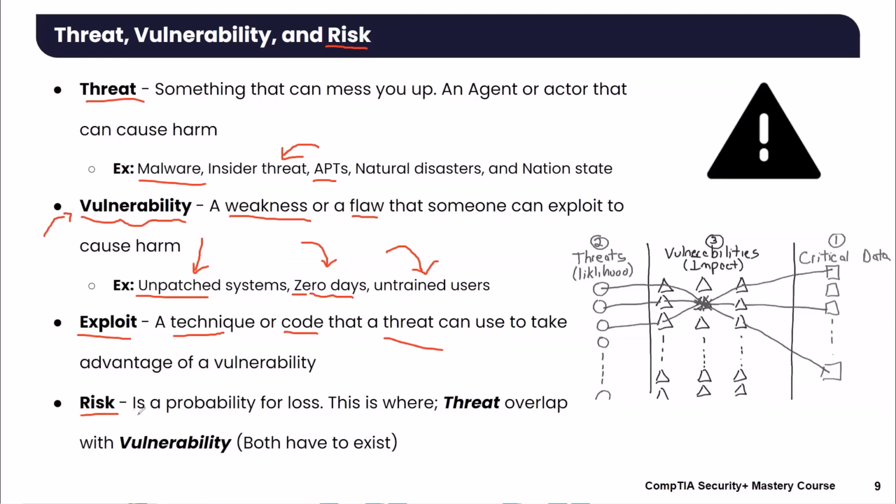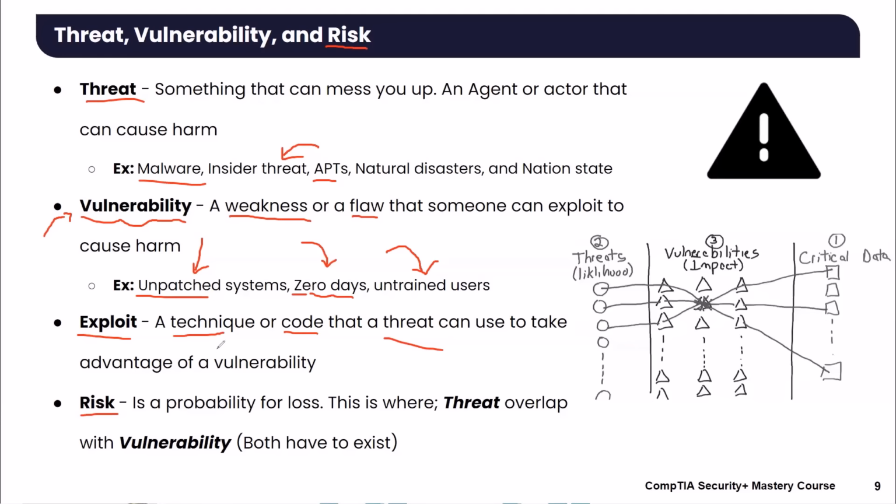Now, back to that risk. A risk, like I mentioned earlier, is the probability of loss. It's the likelihood, right? It's something that hasn't happened yet. If something is certain, if we know for sure this thing is going to happen, it's not a risk. A risk is the likelihood of a threat happening, of someone attacking us. But for something to be classified as a risk, both a threat and a vulnerability have to exist.